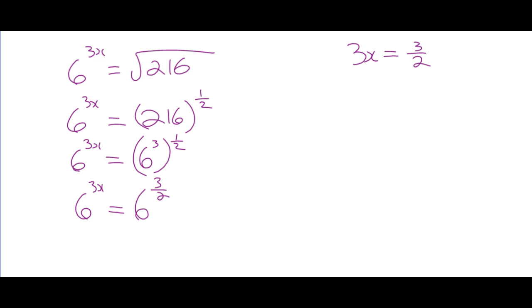Then we solve. What's x equal to? Well, multiply both sides by 2. Get 6x is equal to 3. So x is 3 over 6, which is 1/2.